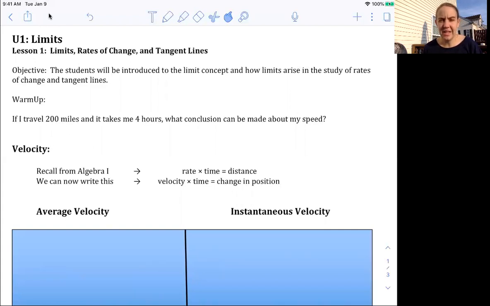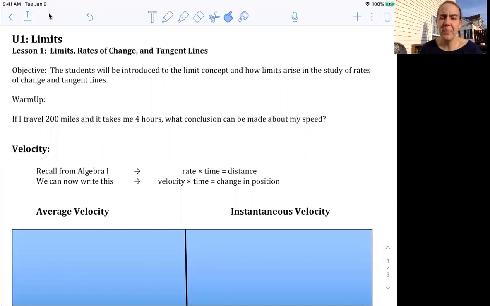I couldn't even list all the examples. It's used a lot in forecasting weather. I don't have the background to do that, but I can help you with the beginning calculus. I know some of you are headed off to be scientists and engineers and mathematicians. You will definitely need calculus for all of those things. So, rate of change. Our objective today is to introduce the concept of a limit and how limits arise in the study of rate of change and tangent lines.